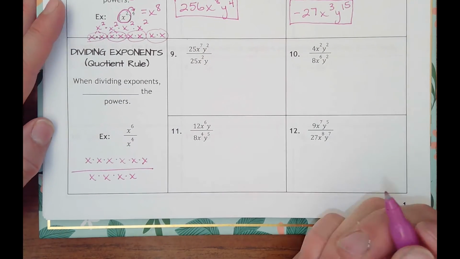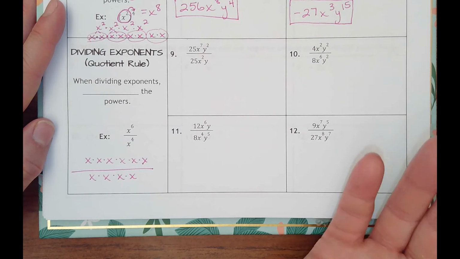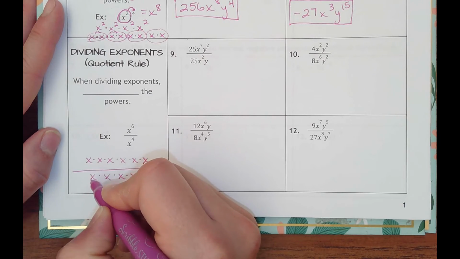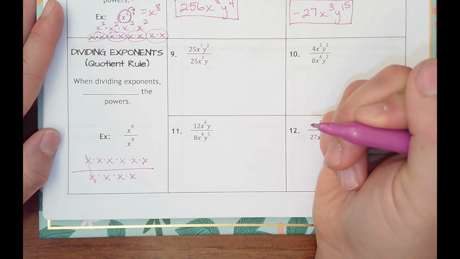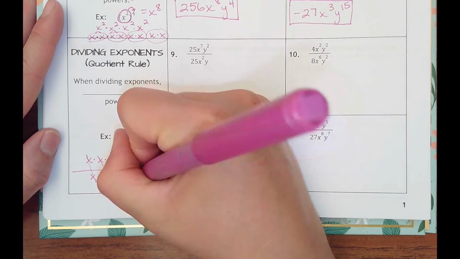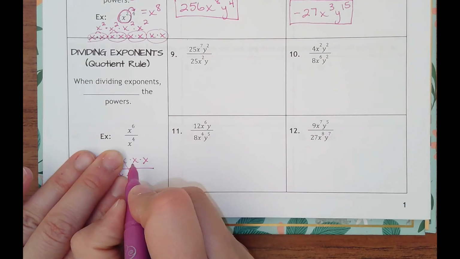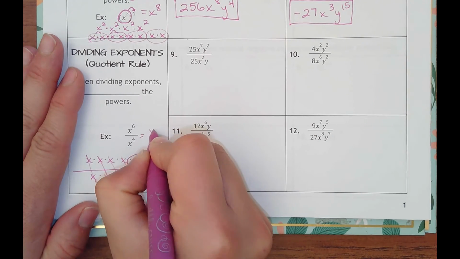X is a number, and it's a number for every x you see, and it's that same number. So let's say x is 10. If this was 10 and this was 10, what's 10 divided by 10? 1. Any number divided by itself is 1. So that would make 1, 1, 1, 1. So these all cancel out to leave you with 1. What's left? X times x, which is really x squared.